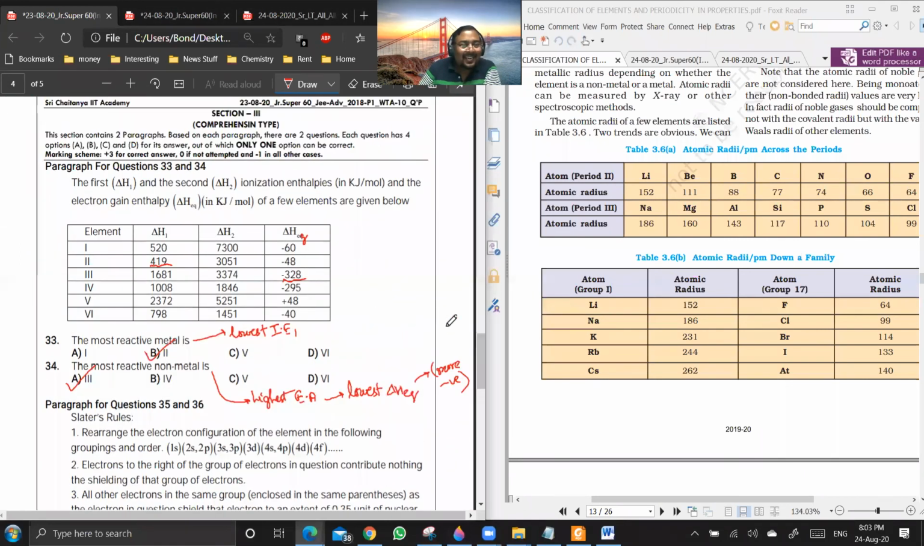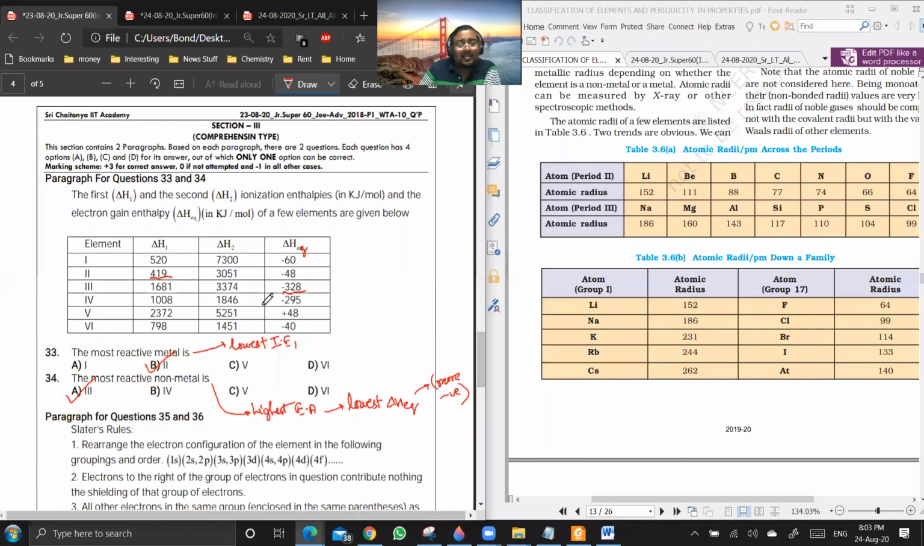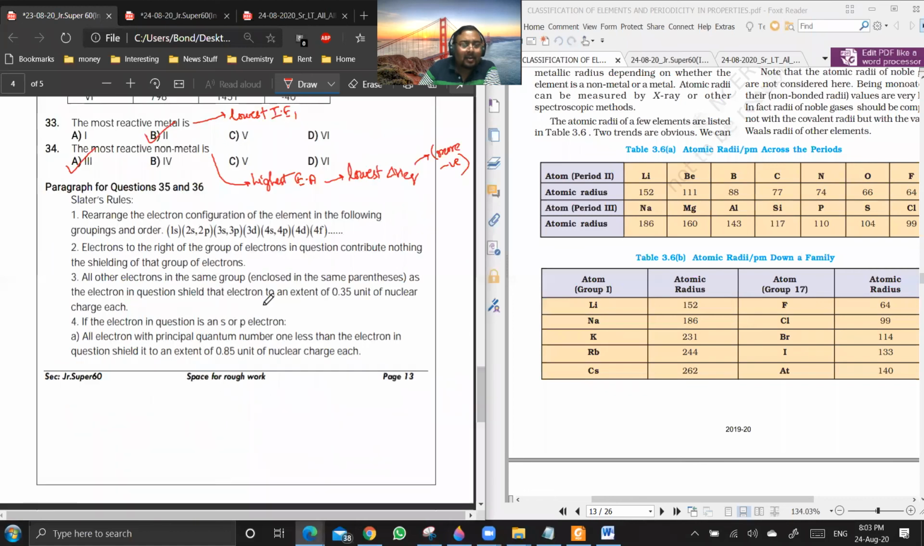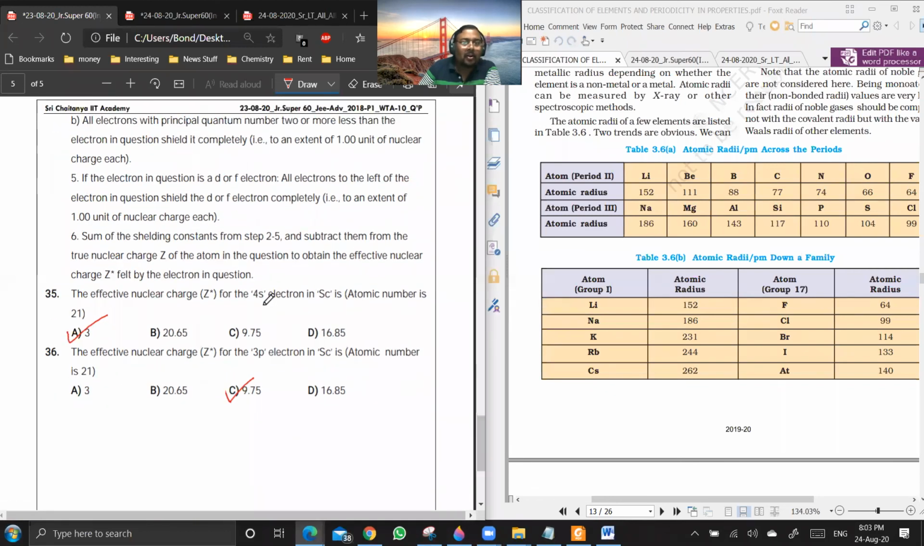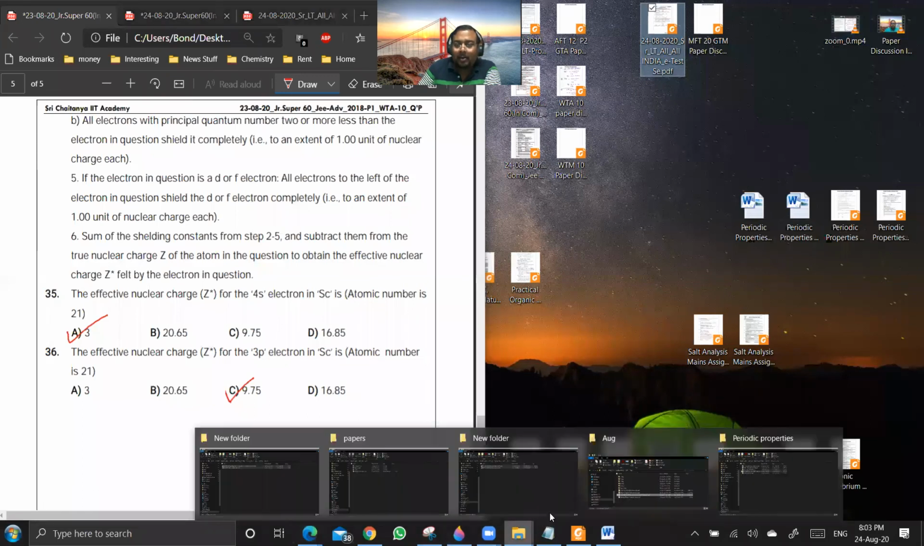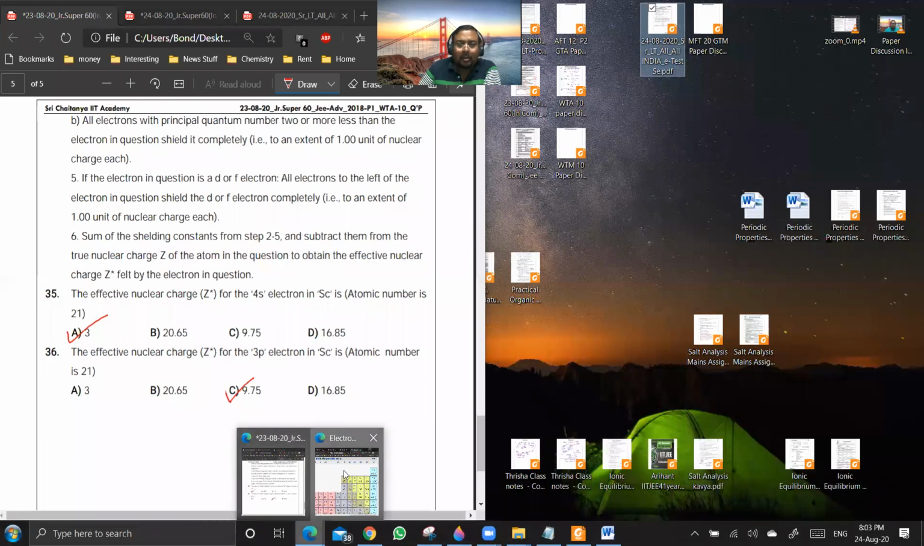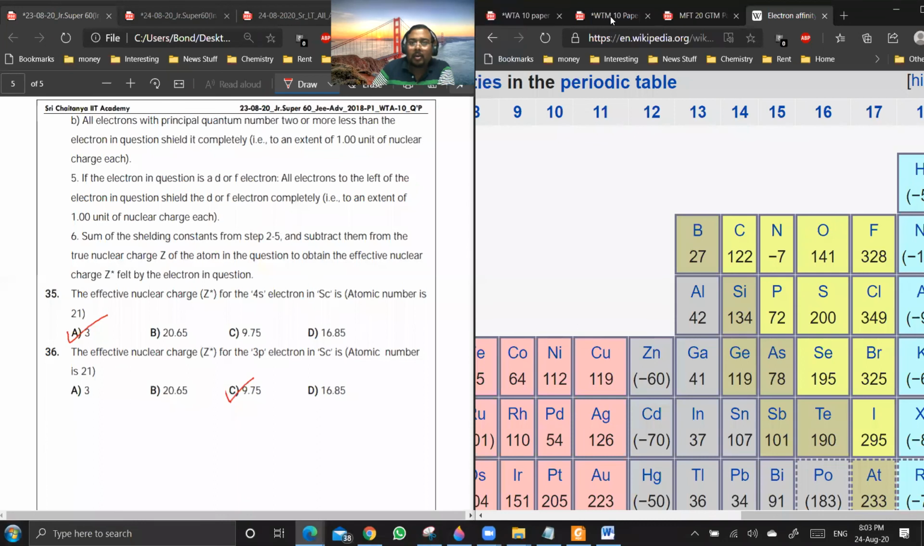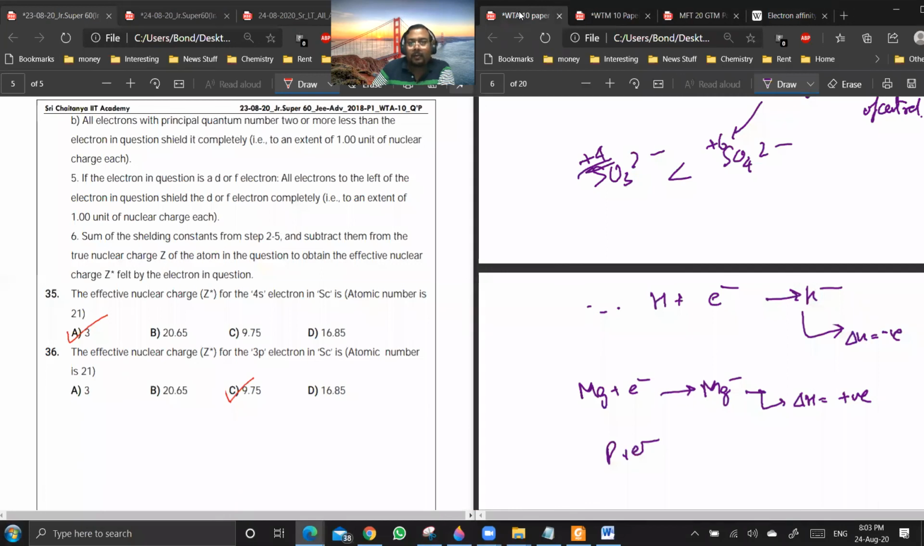After this, 33, 34, no doubts? No, sir. 35, 36, no doubts? No, sir. There should not be doubt now. I think we discussed an almost identical question. What did we take? Zinc, right? Gallium also we took, but I think I took iron or zinc, something like that. Anyway, we have discussed both papers in a single session, which I feel very nice about, for myself as well as for you people.